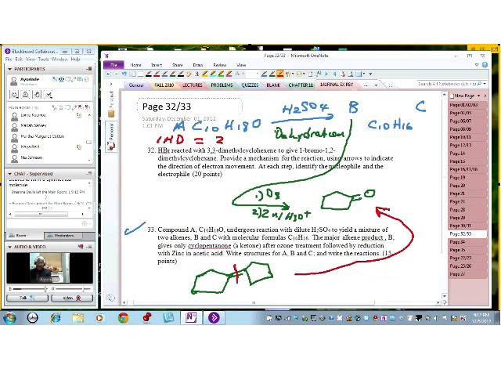If you follow that, give me a happy face. So that is what this is telling us here, that compound B must be this. Now, if we accept the fact that compound B must be this, we then know that compound B came from compound A.